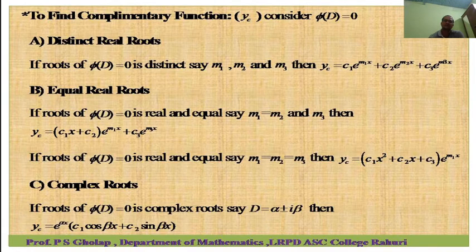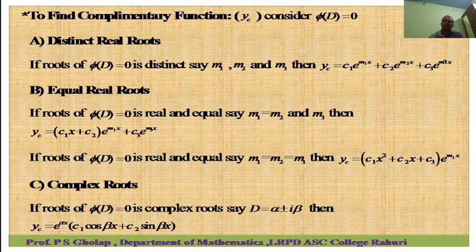Suppose phi of D equal to 0 has three real roots in which two are equal and m3 is distinct. Suppose m1 equal to m2 and m3 is distinct. Then how will we write its complementary function? We can write it like this: (c1 x plus c2) into e to the power m1 x plus c3 e to the power m3 x. Suppose all three real roots are equal, m1 equal to m2 equal to m3. In this case, its complementary function comes like this: (c1 x square plus c2 x plus c3) into e to the power m1 x, right?